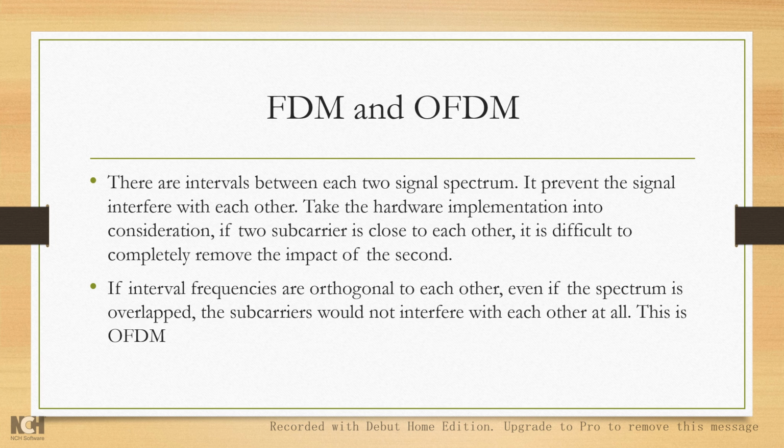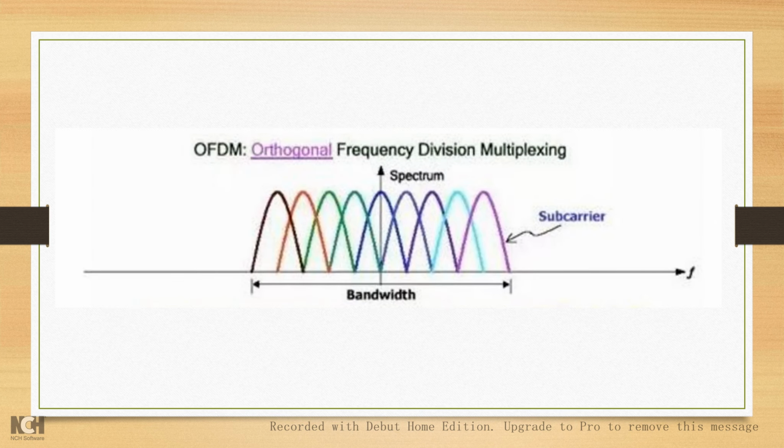But if we take the hardware implementation into consideration, if two subcarriers are close to each other, it is difficult to completely remove the impact of the second. If the subcarrier frequencies are orthogonal to each other, even if the spectra overlap, the subcarriers will not interfere with each other at all, and this is OFDM. See this picture? Two subcarrier spectra overlap with each other, but they will not interfere with each other.